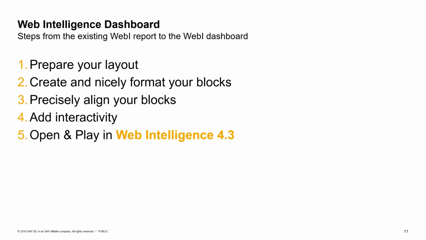Before I let Pascal share his screen and start the demo, just to let you know the sequence of actions we're going to do. We're going to prepare the layout. We're going to create and nicely format all the different blocks on the canvas. Then you precisely align the blocks one versus each other. For this, we call this the relative positioning function. Then at the end, you inject interactivity to make things dynamic. And finally, you can save, open, and play with your brand new WebI 4.3 dashboard. So that's what you're going to see now.